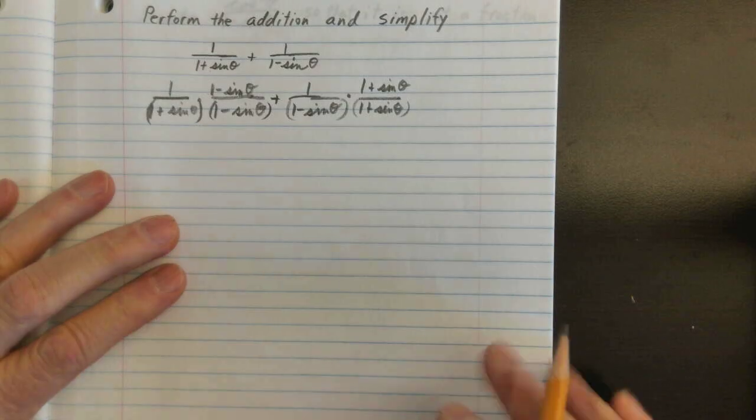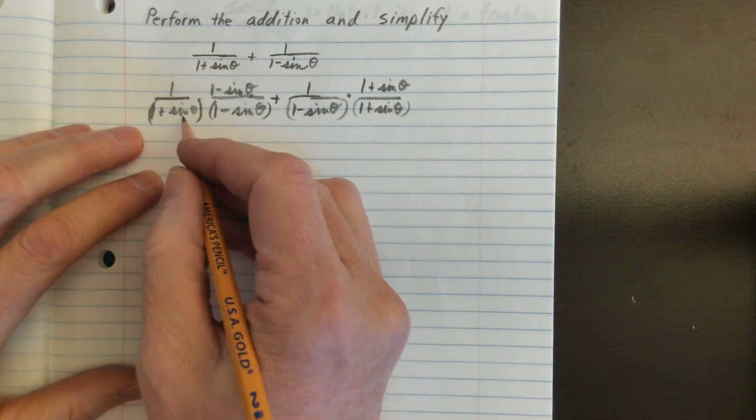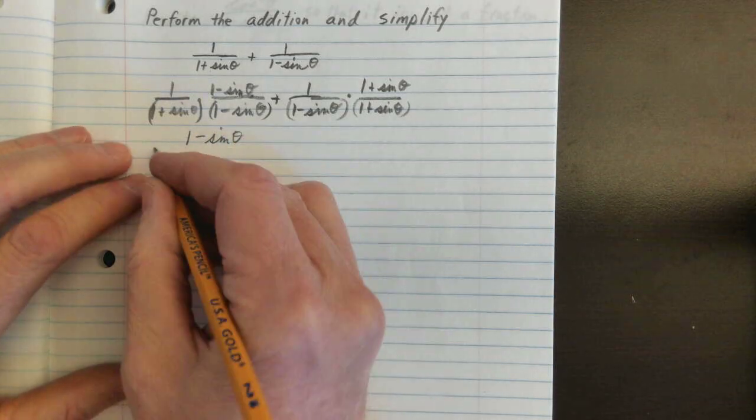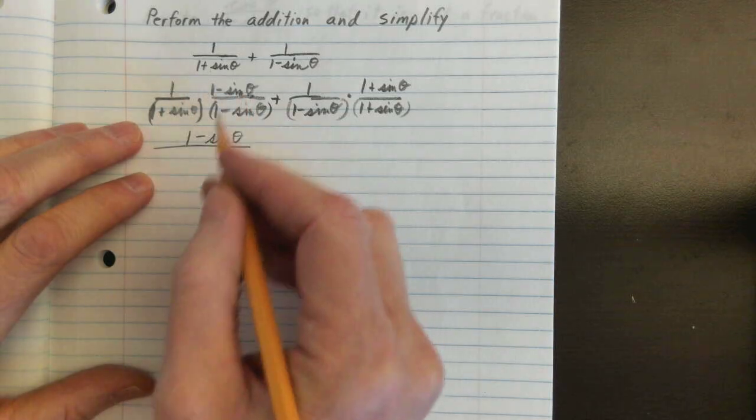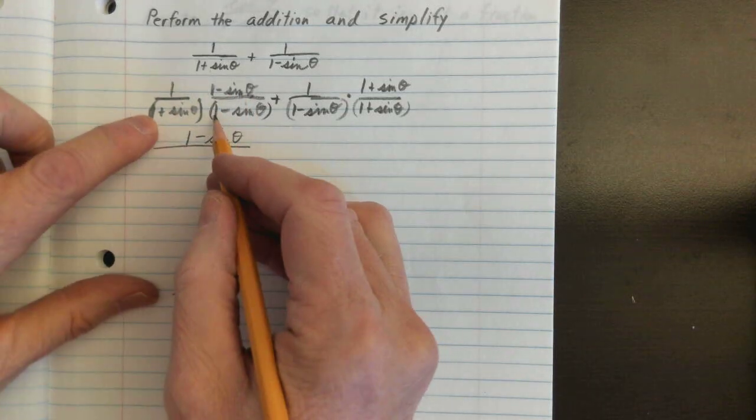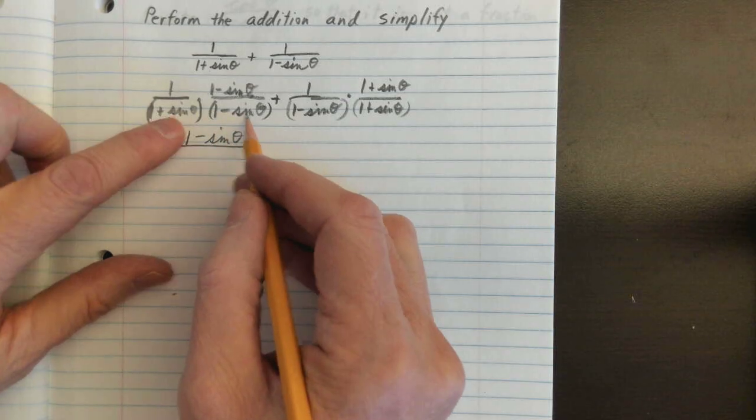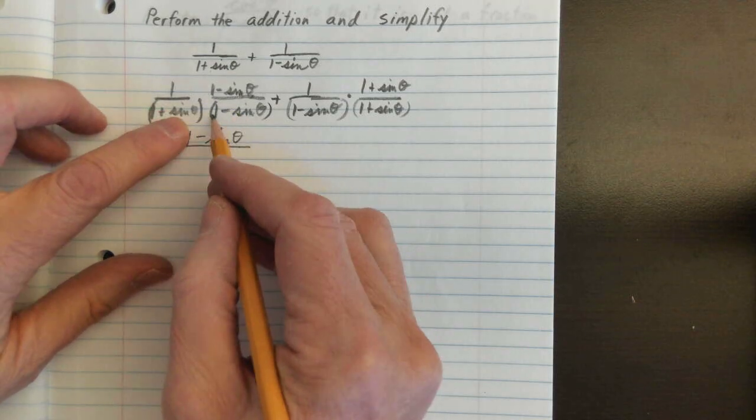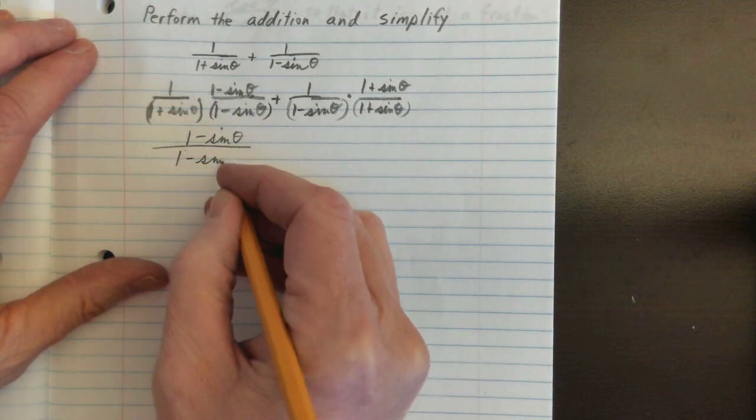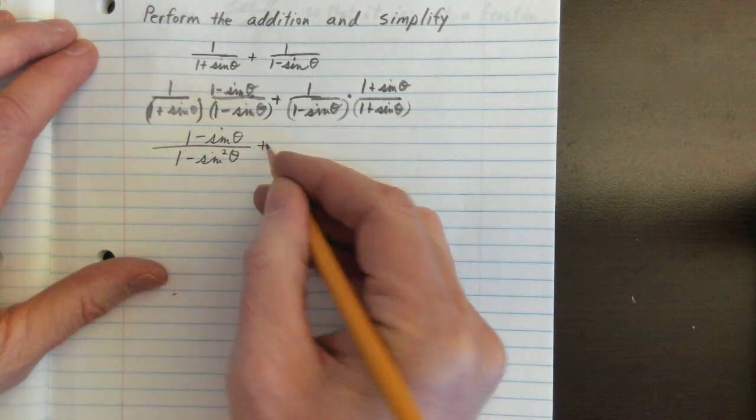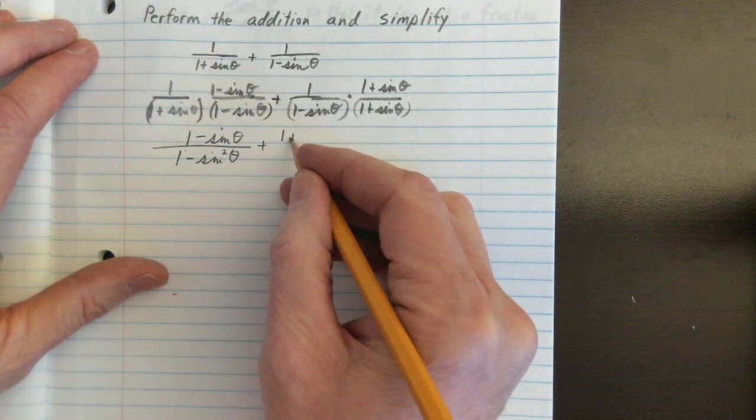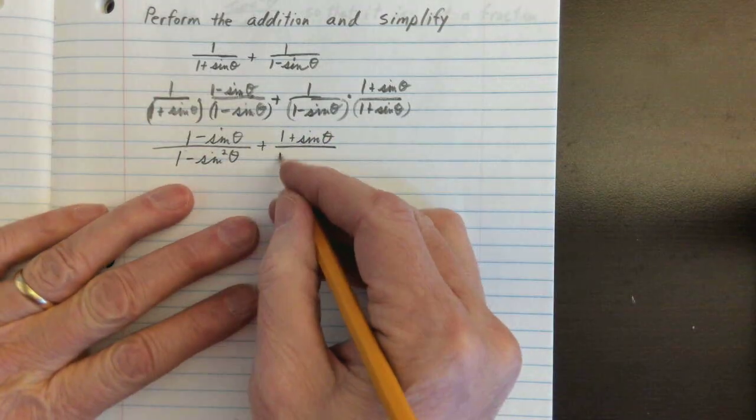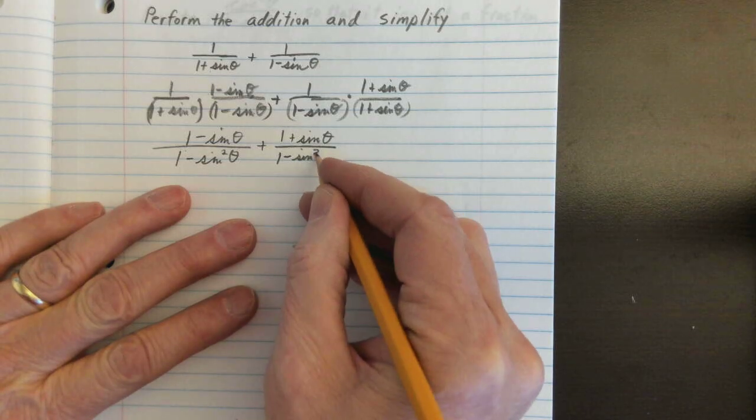Okay, so I'm going to make that top 1 minus sine theta. I'm going to make the bottom here 1 times 1 minus sine theta. First, outside, inside, last. If you remember, this is like difference of squares. The outside and inside are going to cancel out. Negative sine theta and positive sine theta. So we have 1 minus sine squared theta here. And then I have 1 plus sine theta over, again, 1 minus sine squared theta.